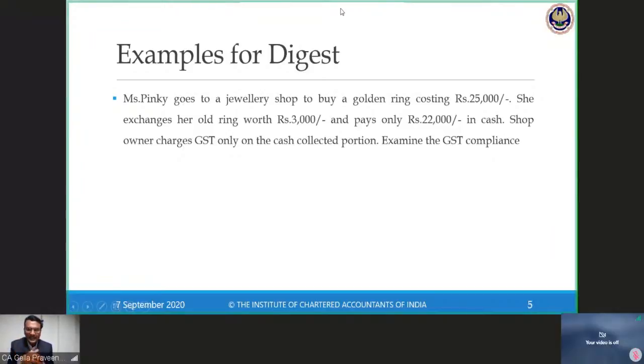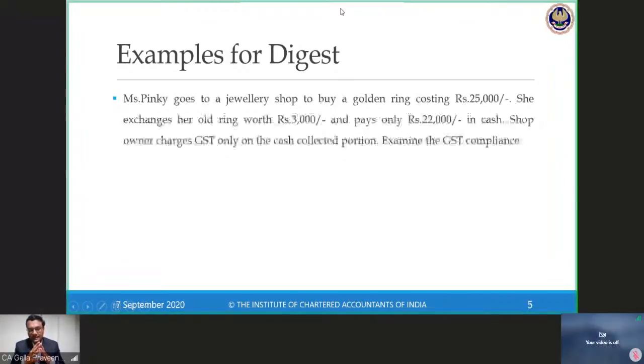Okay, I could see that a couple of you have given answers. The valuation should be done on 25,000. The value of the old ring is 3,000. Received is the method of payment adopted by Miss Pinky. Dilip says that GST is payable on 22,000. Let us discuss, Dilip. I am not going to say yes or no at this moment. Let us get the thought process, then we will get into this mechanism.